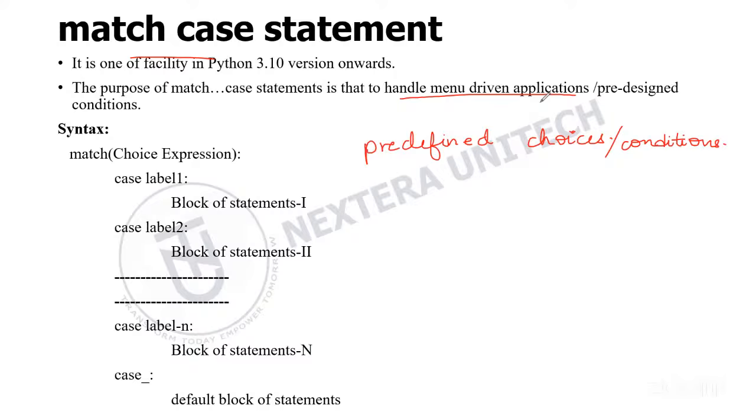For example, think of it like an ATM machine menu. When you work with an ATM machine, it will have some options, right? Like withdraw, deposit, balance to check the balance, savings, and also an exit option. So like that, when you have a number of options and you know them, and they are predefined conditions or choices, then you can use a match case statement.